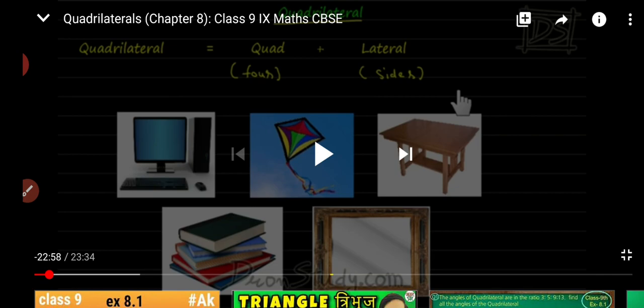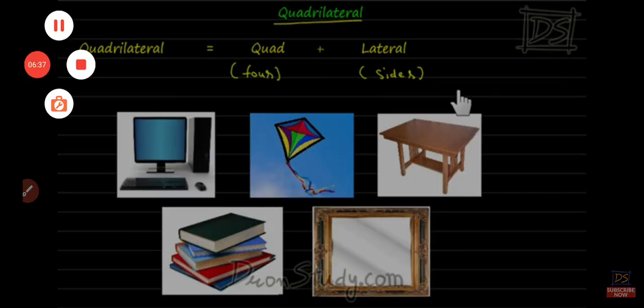And what about an isosceles trapezium? An isosceles trapezium is a trapezium in which the non-parallel sides are equal. Means one pair of sides is parallel, but the non-parallel sides are equal. If the non-parallel sides are equal, then that type of trapezium is called an isosceles trapezium.